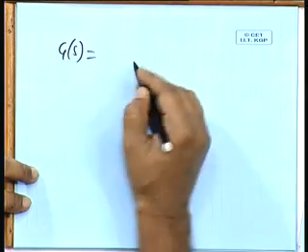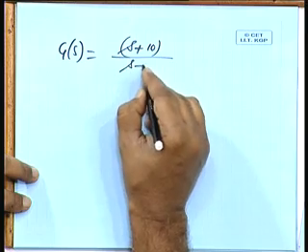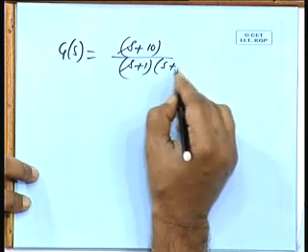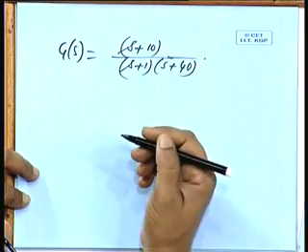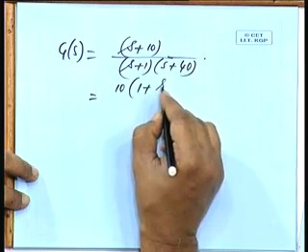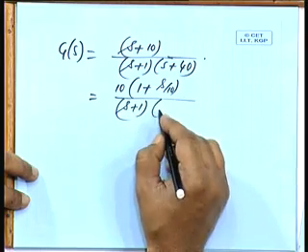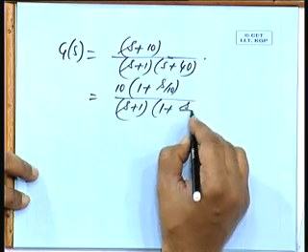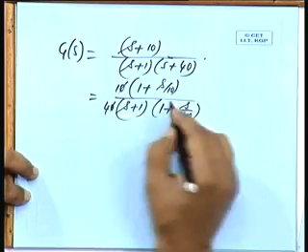If you have a factor in the numerator, say g s equal to s plus 10 divided by s plus 1 into s plus 40, what will be the plot? I can take 10 common, 1 plus s by 10, divided by s plus 1 into 1 plus s by 40, and 40 common. So, 1 by 4 into this.